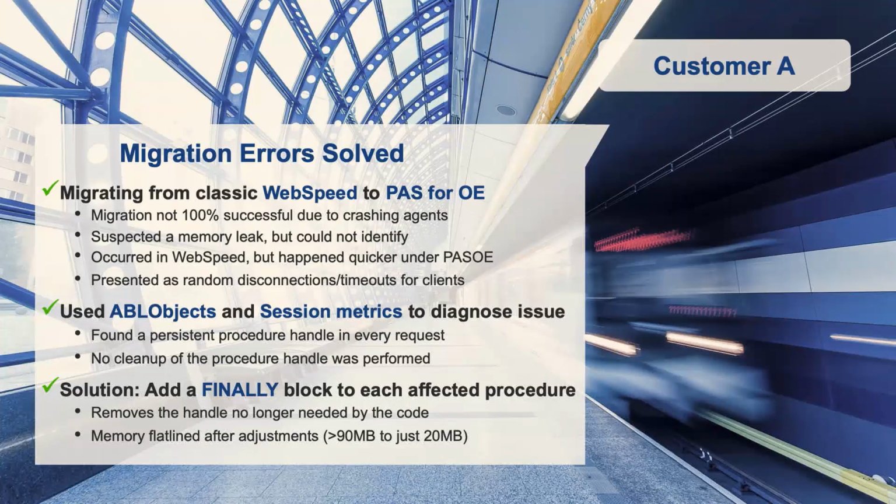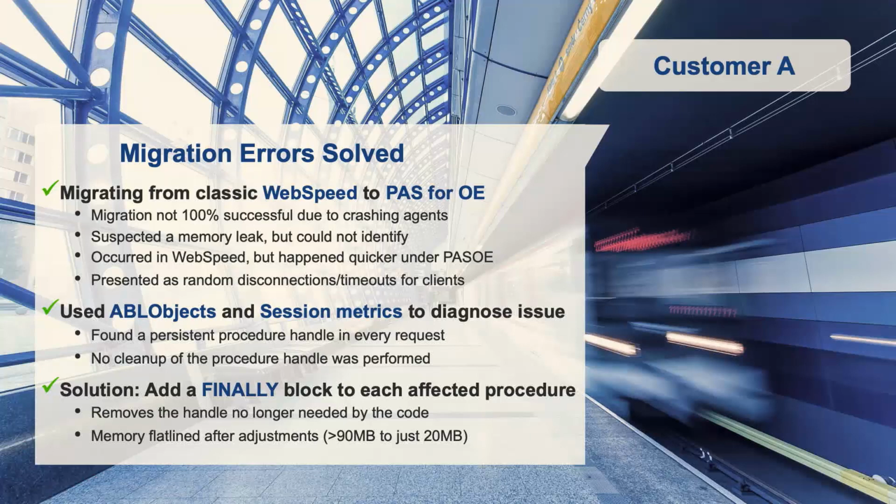We had suspected, and we did prove, that the issue they had was still present in their old WebSpeed code, but it happened faster under PASOE, again, because we were doing more with fewer running processes, and because we were doing more with that, the issue compounded much quicker. And to their customers, it presented as basically random disconnects. The short story is, when you kill a PAS agent, because it's essentially running multiple sessions, and each one of those sessions is a connection, if you've got 16 connections and you kill the agent, you've just killed all 16 threads or sessions.